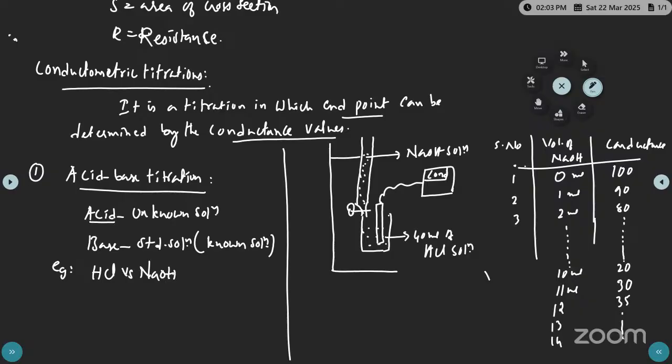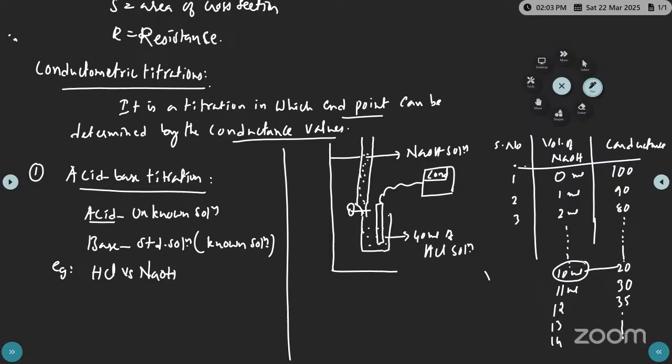అర్థం అవుతుందా? 10th ml దాకా డిక్రీజ్ అయింది కదా, మళ్ళీ 11th ml యాడ్ చేయగానే ఏమవుతుంది, ఇంక్రీజ్ అవ్వడం స్టార్ట్ అవుతుంది. సో హియర్ అబ్జర్వ్ ద కండక్టెన్స్ వాల్యూస్, వేర్ ద కండక్టెన్స్ స్టార్ట్స్ ఇంక్రీజెస్, దేర్ టేక్ ఏ ఎండ్ పాయింట్. సో ఎక్కడ ఇంక్రీజ్ అవుతుంది, at 11th ml conductance starts to increases. కాబట్టి you take 10 ml as the end point. So 10 ml is the end point.